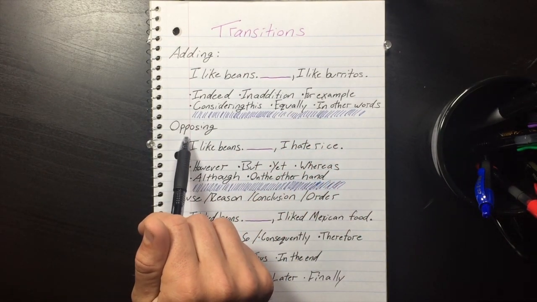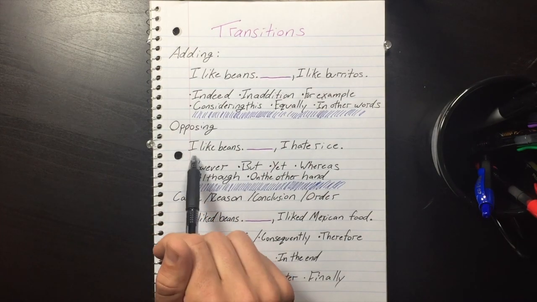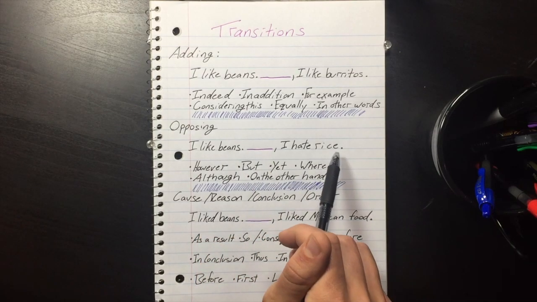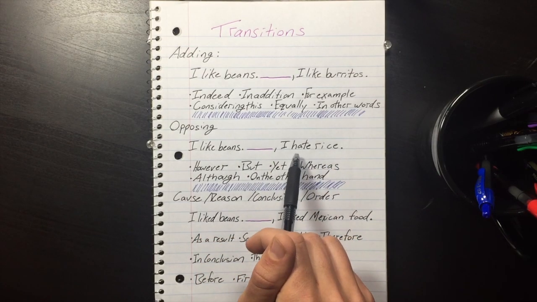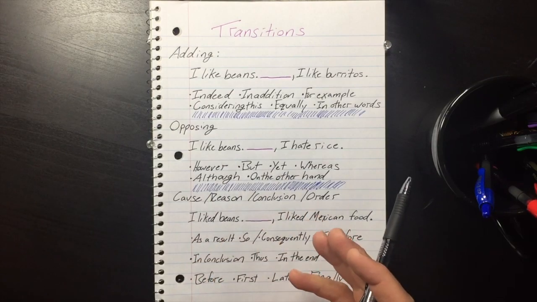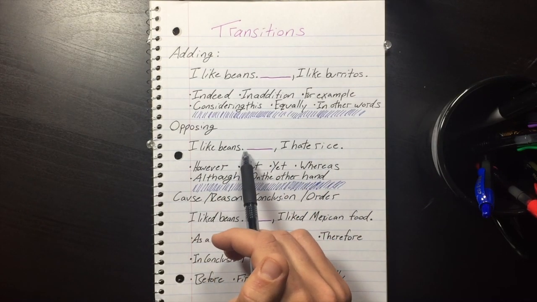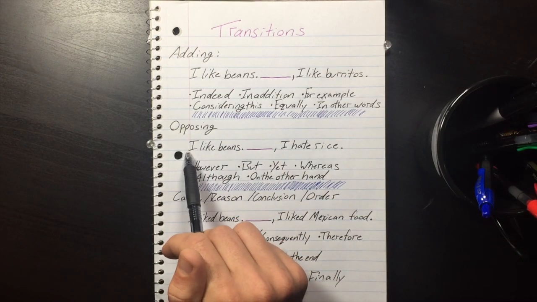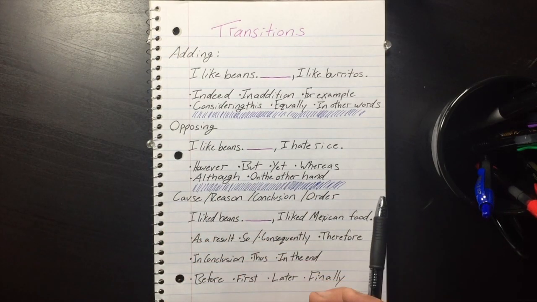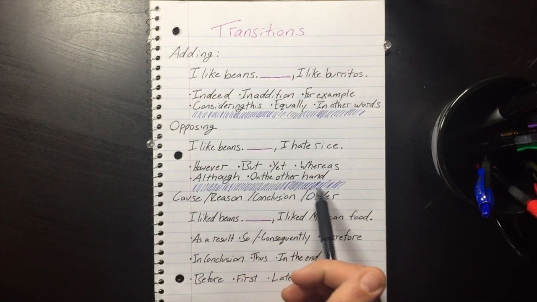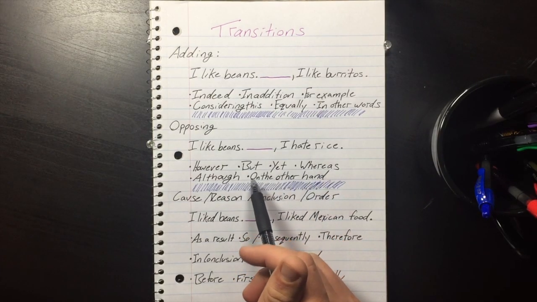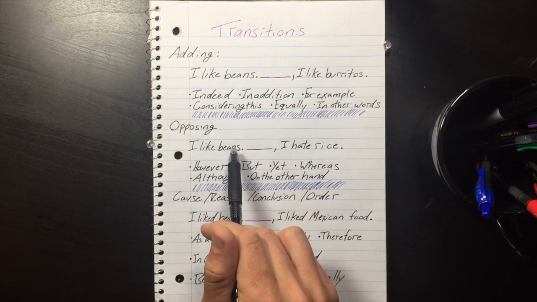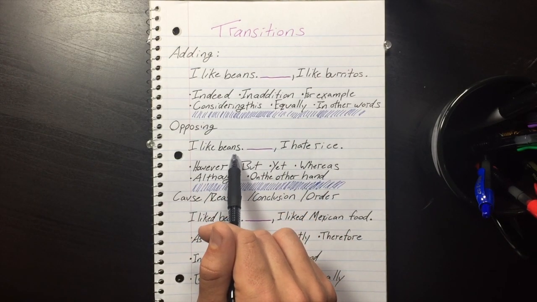What if you have an opposing relationship between sentences? I like beans, blank. I hate rice. Now, we're still talking about food and food, but look at the verbs, hate and like. Those are opposite verbs. So to make a smooth transition between those sentences, you need an opposing transition word. You can say, I like beans, however, I hate rice. Or I like beans, on the other hand, I hate rice. This indicates that you're going to talk about something opposite from the previous sentence.